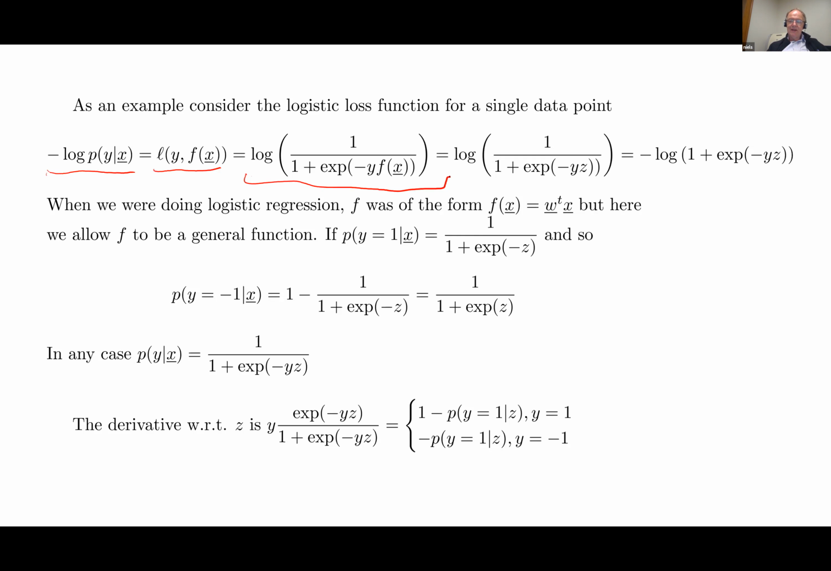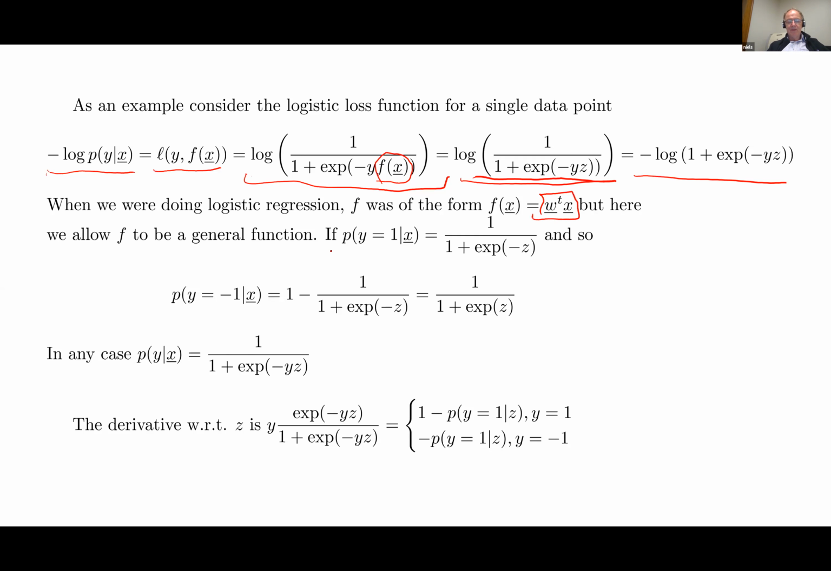Well, I call this f, the value of f at this x, I call that z. There's just one c here, so I don't bother putting an index. So my loss function here is a function of z, given by this. Well, log of this is minus log of the denominator. And again, if we were doing logistic regression, then our f would be of this form. It would be just some linear function, a fixed vector dot x. But we're going to allow f to be some more general function here. We're not restricting ourselves to just a linear function.